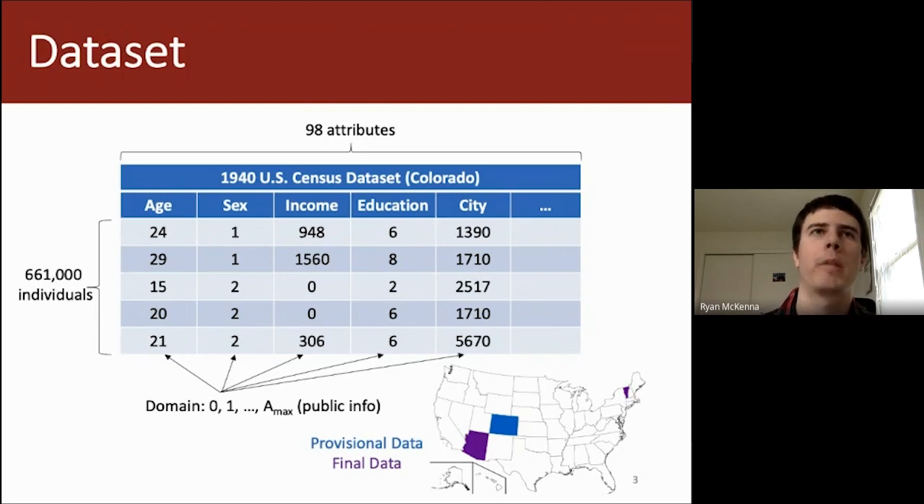But some of the columns might have had the same exact domains, like sex was always either 1 or 2. But some of the columns, like city, when you go from Colorado to Vermont, the set of possible cities will have different codes.